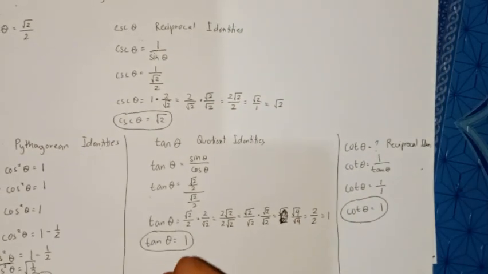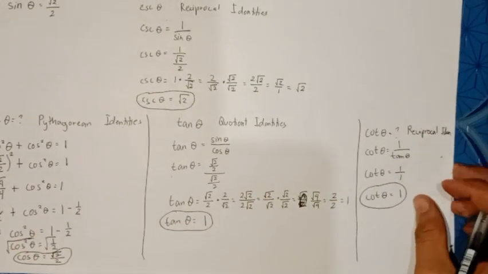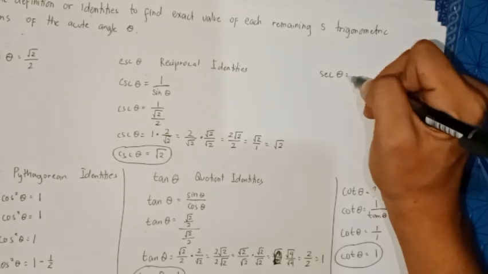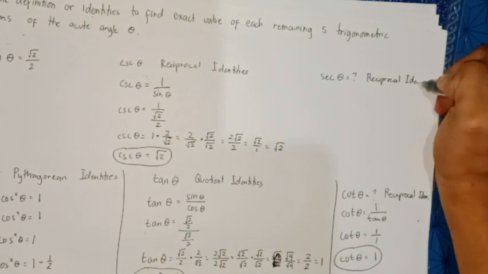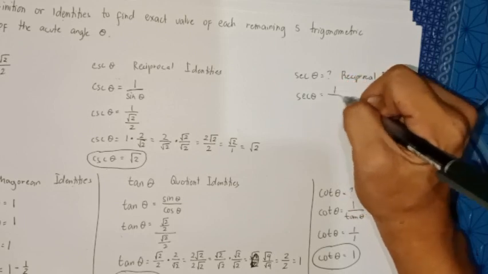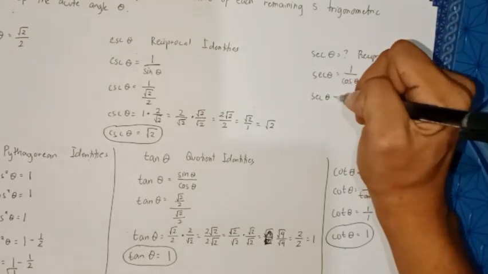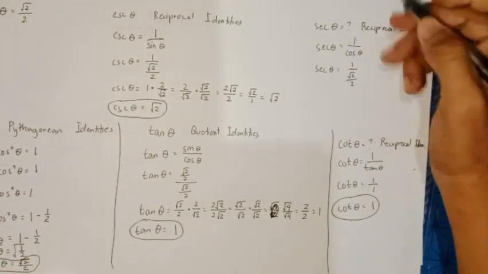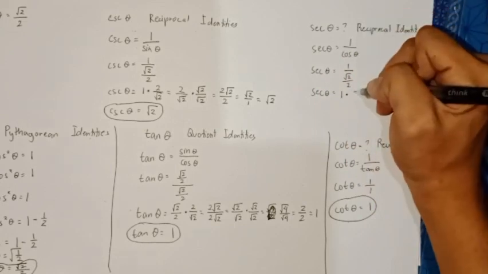Now, since we already have the cosine theta, we can find its reciprocal, which is secant. So secant theta, by using reciprocal identities. So secant theta is equal to 1 over the cosine theta. So secant theta is equal to 1 over the value of cosine theta, square root of 2 over 2. So secant theta is equal to 1, and the reciprocal of square root of 2 over 2 is 2 over square root of 2.